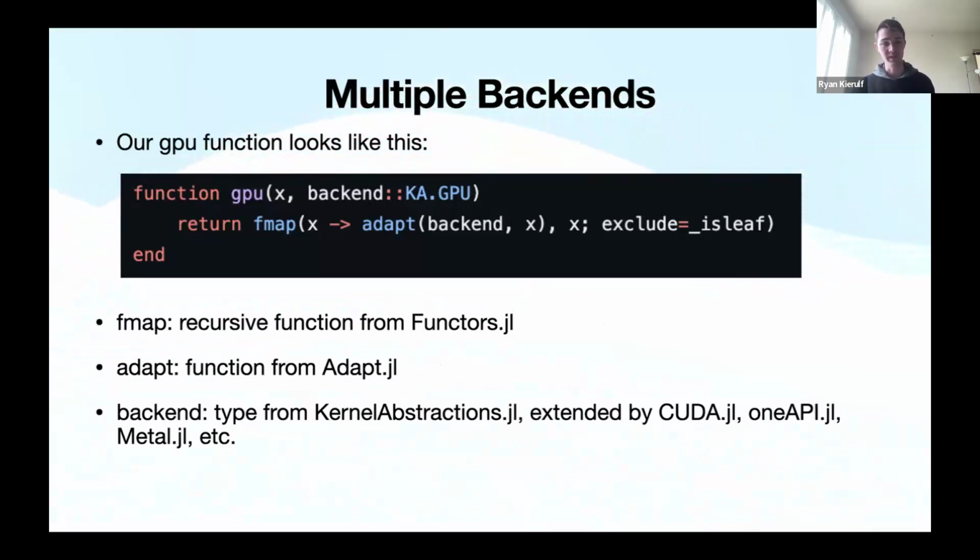So the first step is making it work for different backends. The operations within KomaMRI are already GPU agnostic. So for the different array types that are being operated on, we basically just need a function to convert all of the arrays from normal arrays to CUDA arrays or Metal arrays or whatever the corresponding device array type is for the backend. And so this is what our GPU function looks like. So fmap is a recursive function from the package Functors.jl, which can recursively go through all of the fields of a struct. And even if it's a struct of structs, recursively call fmap on each of the fields to convert all of the fields to the correct GPU type that we want.